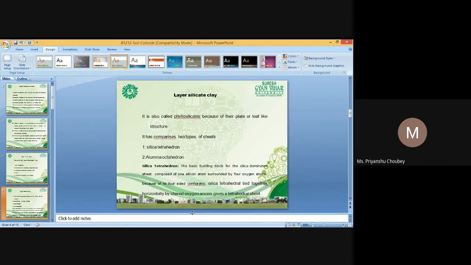Cited from FAO, soil health is the capacity of the soil to function as a living system, within ecosystem and land use boundaries, to sustain plant and animal productivity, maintain or enhance water and air quality, and promote plant and animal health.